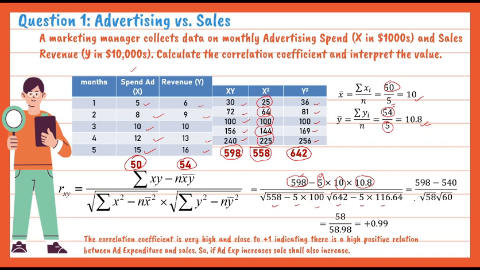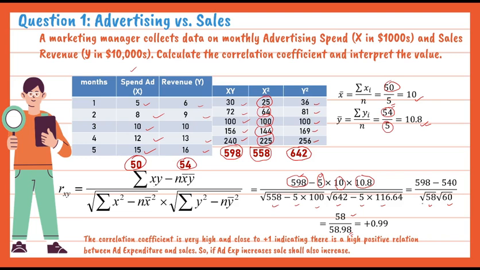First we compute what is available. Multiply 5 into 100, that is 500, and subtract it from 558, which gives only 50. And we multiply 5 into 116.64 and subtract that amount from 642, giving me 60. In the numerator, we have 598 minus 540, so that gives me 58. This is divided by the square root of 50 multiplied by the square root of 60, which gives 58.98.